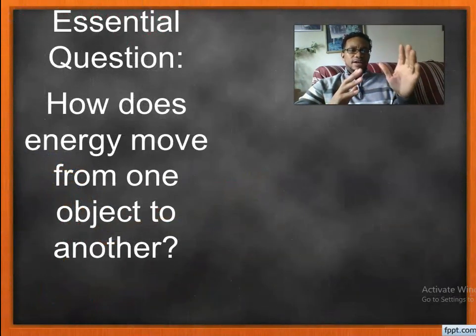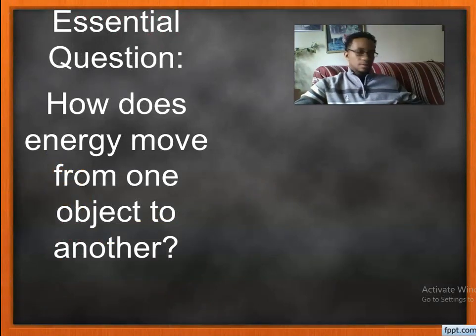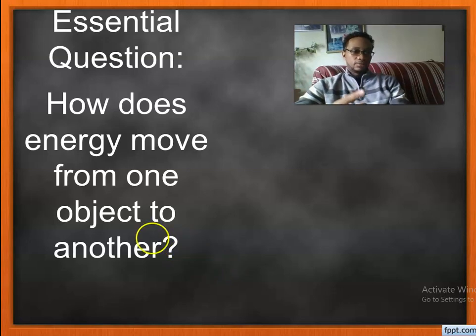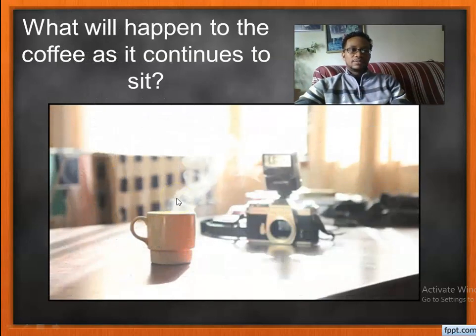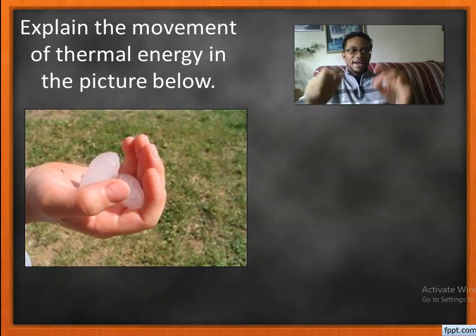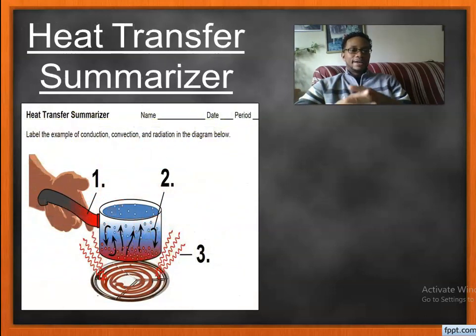Now, things to think about. How does energy move from one object to another? What will happen to the coffee as it continues to sit like this? And explain the movement of thermal energy in the picture below. And lastly, what I want you to do is to explain the three parts where convection, conduction, and radiation are occurring. Okay? This will be your assignment to do for next time.